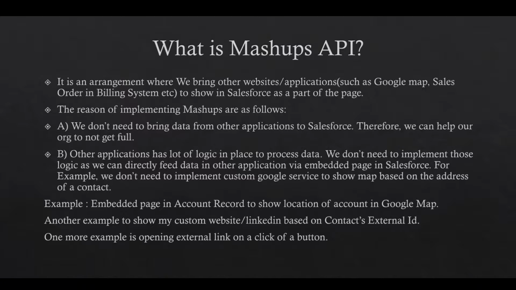I've given some examples here: embedding a page in an account record to show the location of the account in Google Map. Another example is to show custom websites or LinkedIn based on a contact's external ID. Another example is opening an external link on a click of a button. We will go to the demo. We are going to see how I can embed a website, my personal website, on an account or a contact page. Let's see how I can do it.